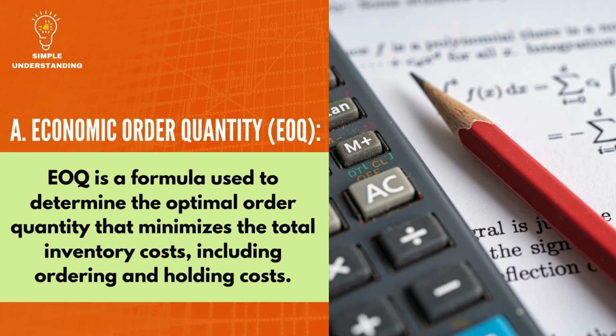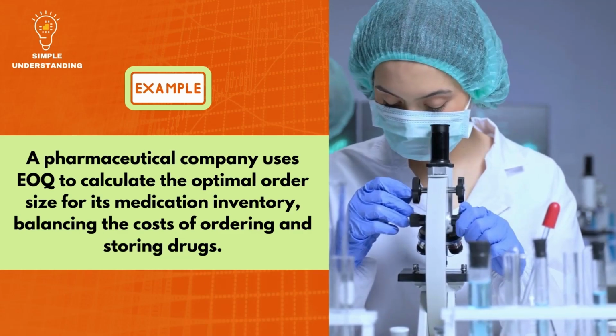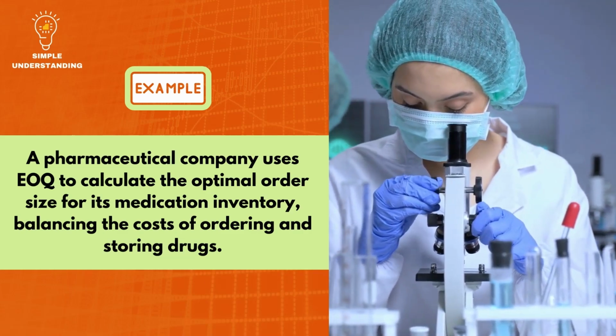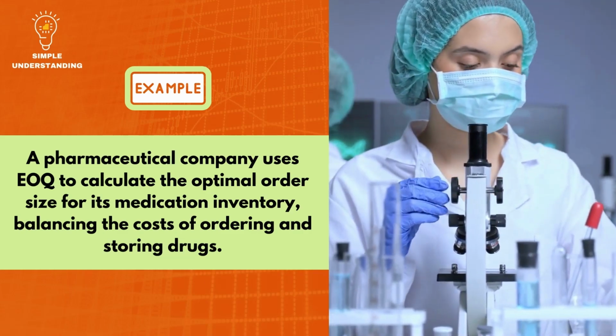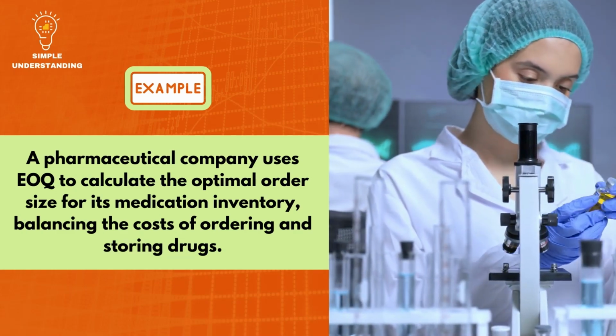A. Economic Order Quantity, EOQ. EOQ is a formula used to determine the optimal order quantity that minimizes the total inventory costs, including ordering and holding costs. Example: a pharmaceutical company uses EOQ to calculate the optimal order size for its medication inventory, balancing the costs of ordering and storing drugs.